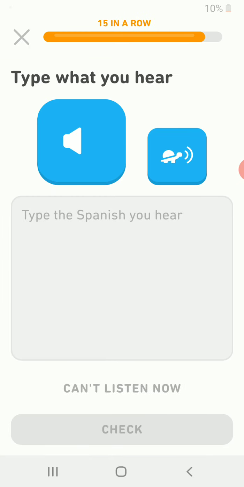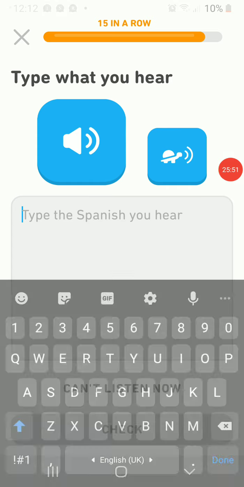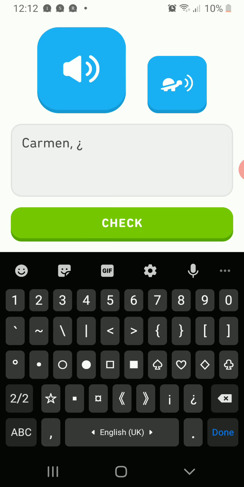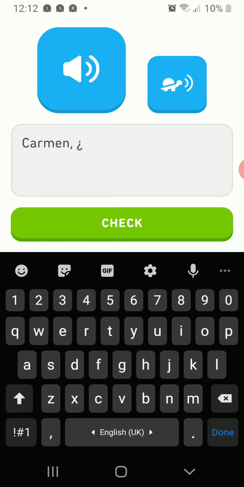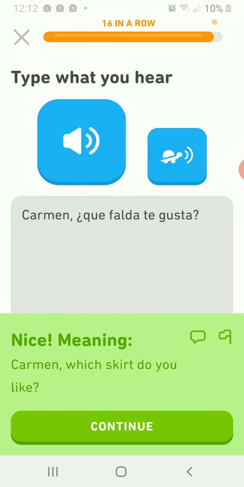Yes, that's important. Carmen, ¿qué falda te gusta? That's the important aspect of it. So Carmen, ¿qué falda te gusta? This is a question, so inverted question mark. ¿Qué falda te gusta? Falda once again is a skirt. Te gusta. Put the interrogation mark. Here you go.